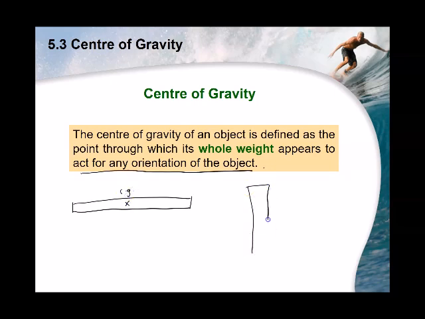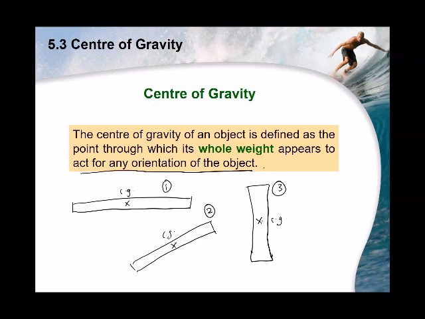Now, if you were to turn your ruler in this direction, where is the center of gravity? It's still right there, smack in the middle. If you were to slant your ruler like that, where is the center of gravity? That will be the center of gravity. So at all 3 orientations, the center of gravity remains the same. It doesn't change. So the center of gravity of an object is defined as the point through which its whole weight appears to act for any orientation of the object.